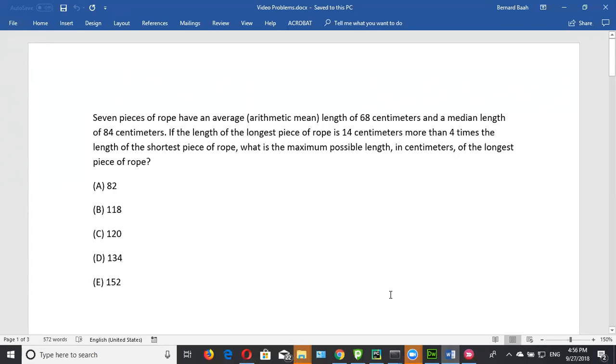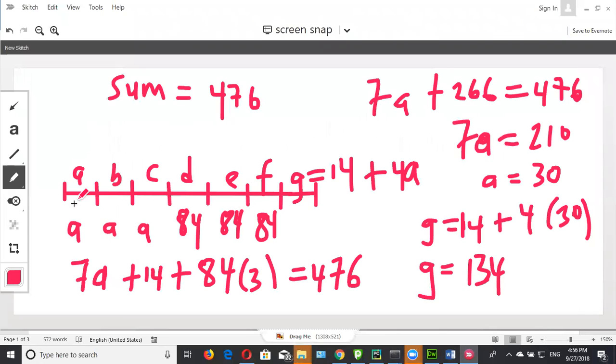Okay, so I hope that process makes sense. You just have to set up variables for representing each length of rope, and then decide how you're going to minimize each of the lengths except the longest piece of rope's length, G, and then equate the sum to 476 and solve for the missing variable, and then plug back in. Don't forget to plug back into the expression for G to get the longest possible value of G.